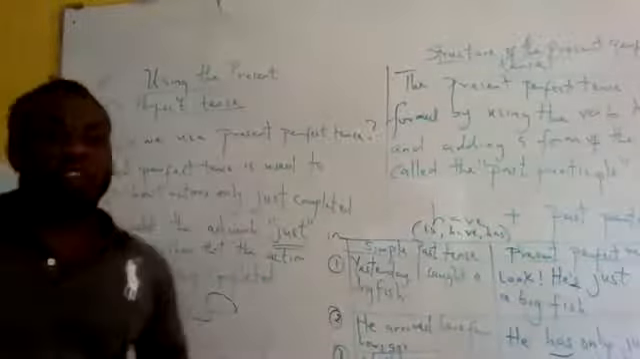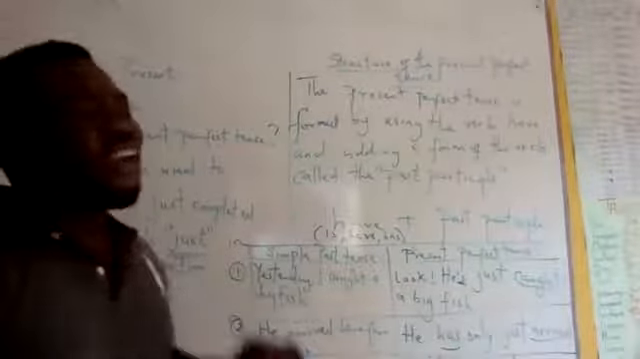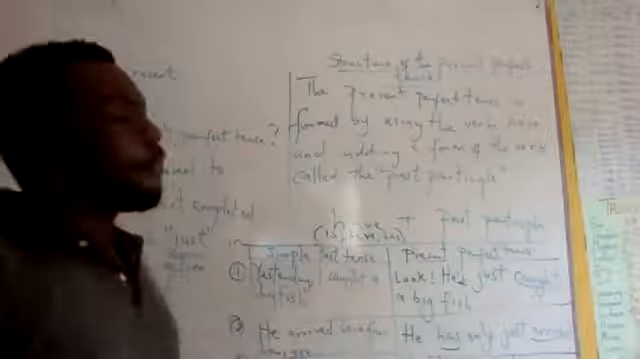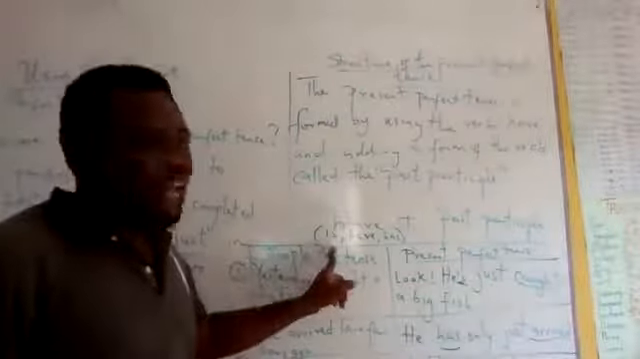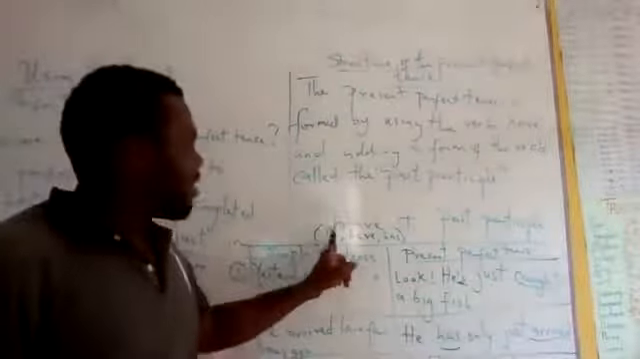Now, what is the structure of the present perfect tense? It is formed by using the verb have, that is, have or has, and adding a form of the verb called the past participle. That's why we have this little formula here, telling us that we have has or have, plus what? Our past participle. Then we went ahead and used some sentences to help us understand it more.